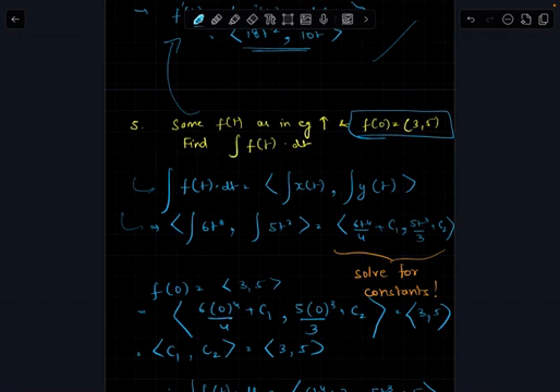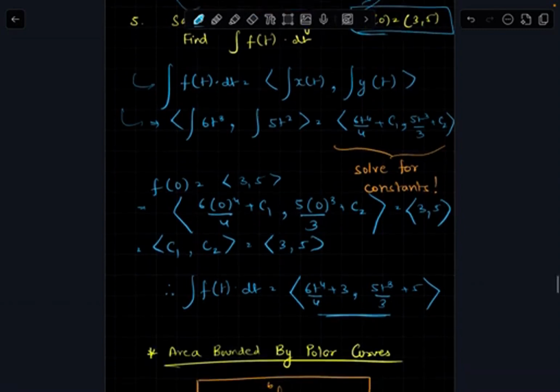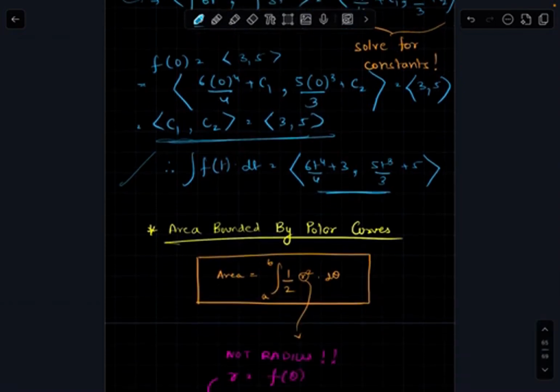That's your second constant. So to solve these constants, we'll input the values that we are given in the question formally. We'll input the values and we'll get C1 and C2 to be equal to 3, comma 5. And now we're going to input this in the integral that we calculated and we get the answer as 6t to the power 4 by 4 plus 3, comma 5t cube by 3 plus 5. And that's your answer. Okay, now we're going to move on to the polar curves.